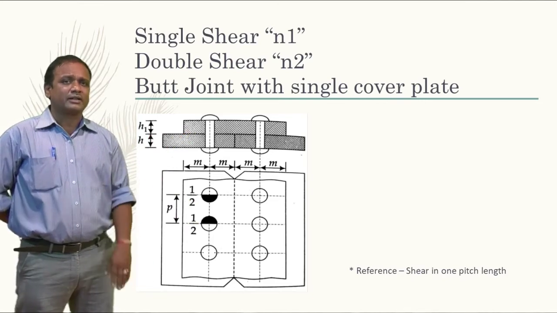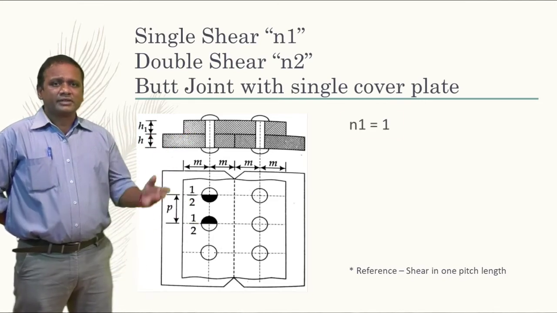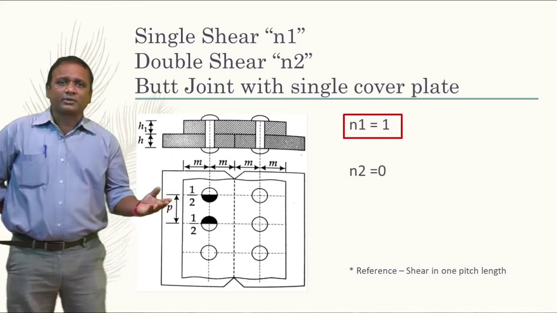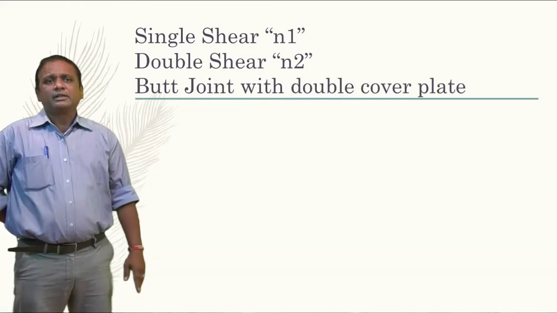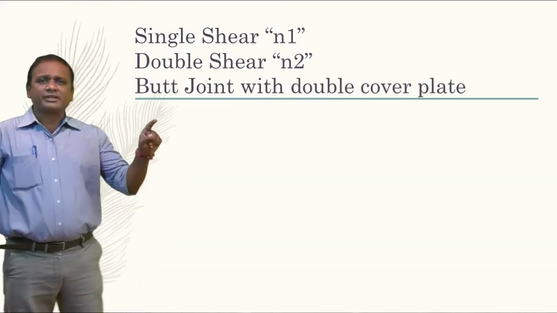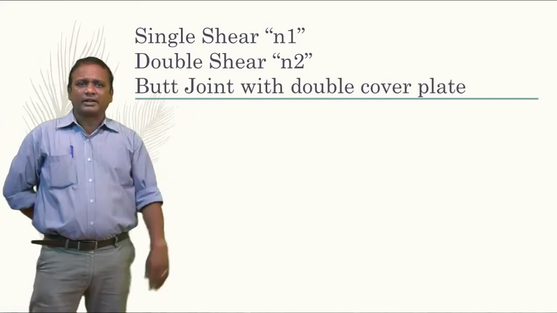That says single shear comes into existence. So therefore N1 is equal to 1 and N2 is equal to 0. Now further, if I consider a butt joint with a double cover plate, what happens?